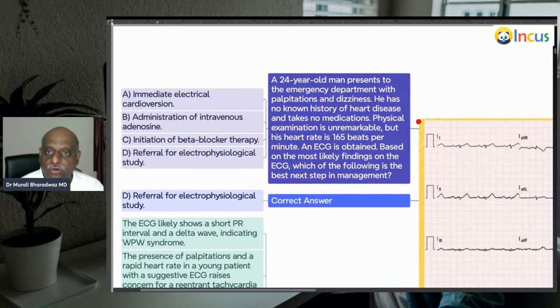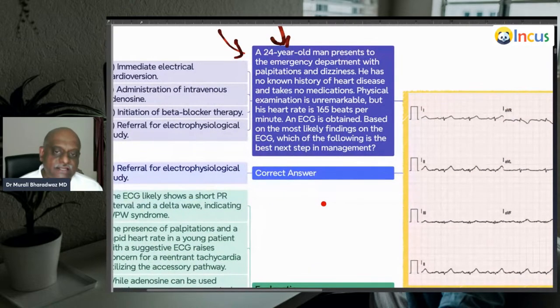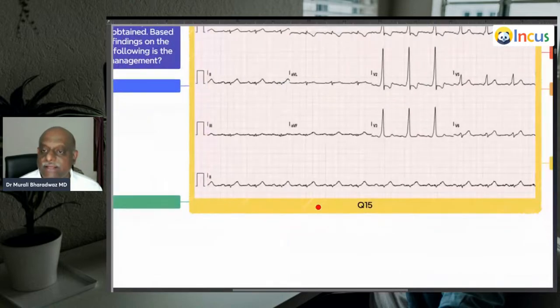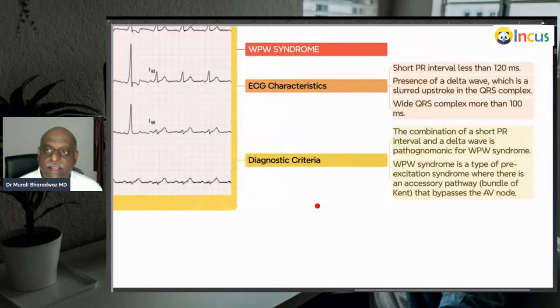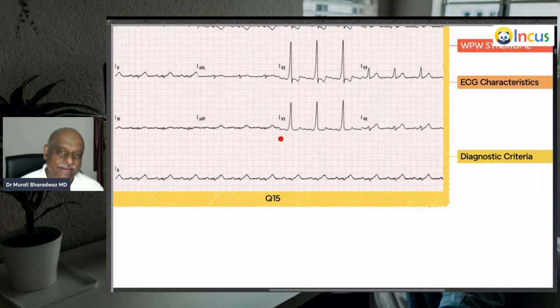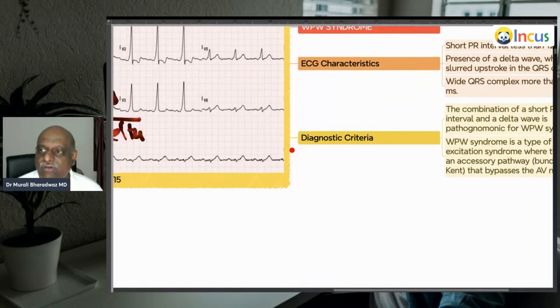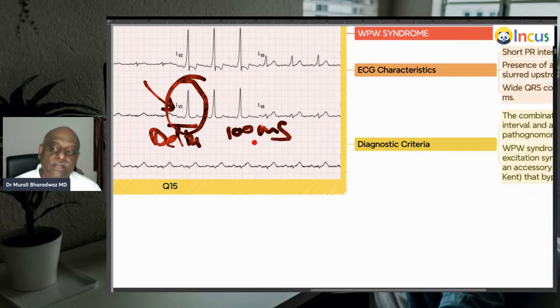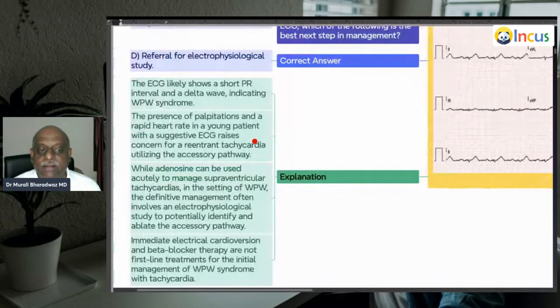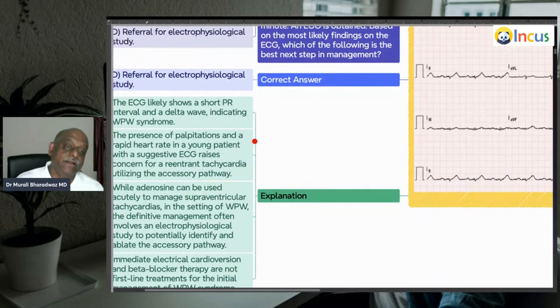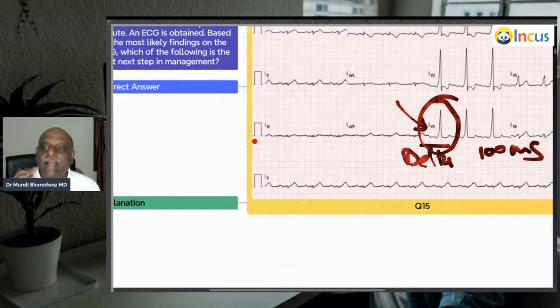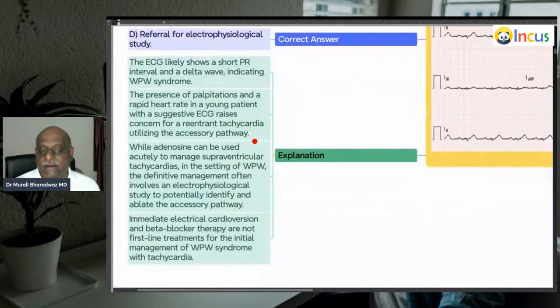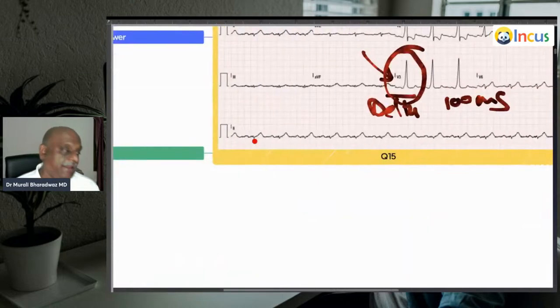You need to remember. A 24-year-old with palpitations, giddiness, she has no history of heart disease. Heart rate is 165, ECG is obtained. What do you want to do? So basically, what you are seeing here is a short PR interval, a delta wave, and a wide QRS complex, which is more than 100 milliseconds. The combination is called WPW syndrome. So they need to be sent for an electrophysiological study in order to track what type of WPW it is, and accordingly you need to ablate the accessory pathway.